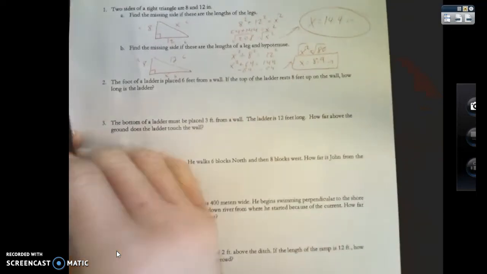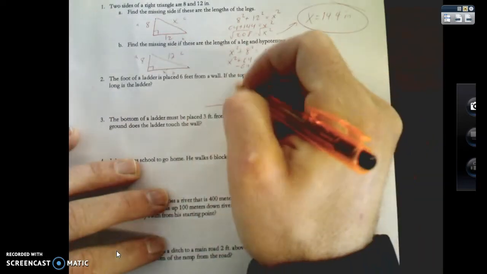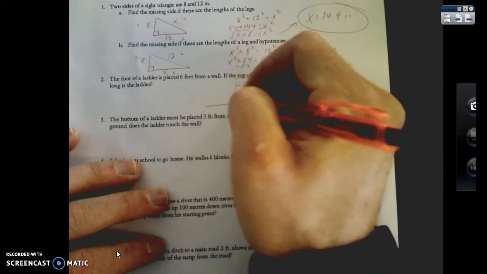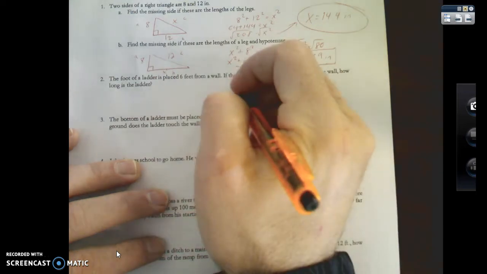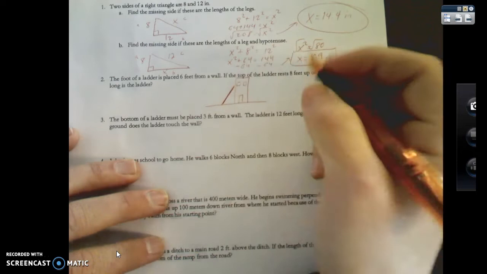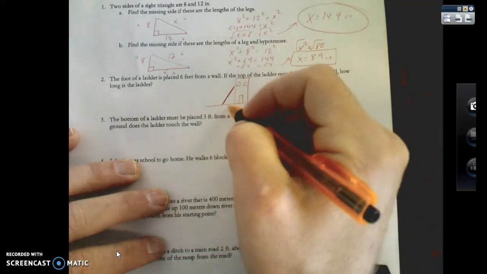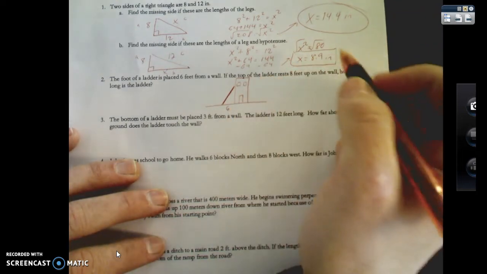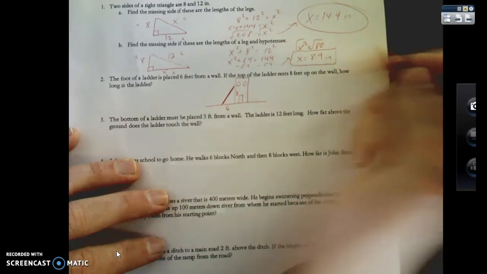Okay? Very good. Okay, so the foot of a ladder is placed 6 feet from a wall. Now I'm going to go ahead and draw myself a picture. Here's my building, got my little windows, little door. And I'm putting a ladder up against it. Now that ladder is 6 feet away from the wall. So here's the wall. It's 6 feet away. If the top of the ladder rests 8 feet up the wall, how long is the ladder?